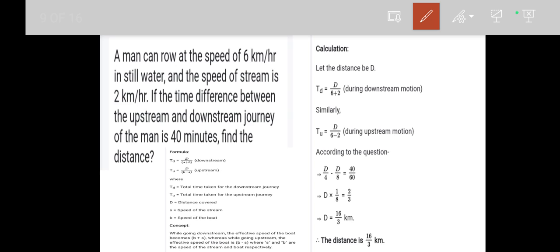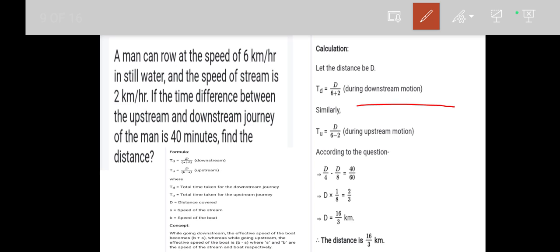We know that distance is considered as D here. For the total time downstream it is D divided by 6 plus 2. Okay, 6 is the speed at which the man can row in still water, so 6 plus 2. Similarly, upstream time will be distance divided by 6 minus 2.